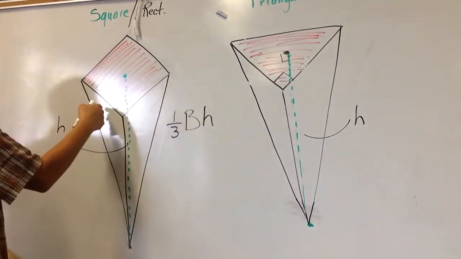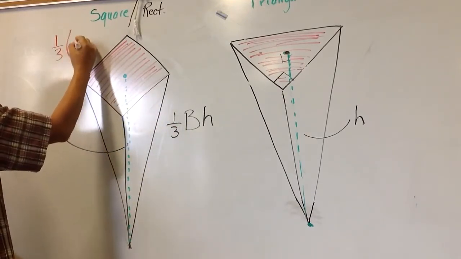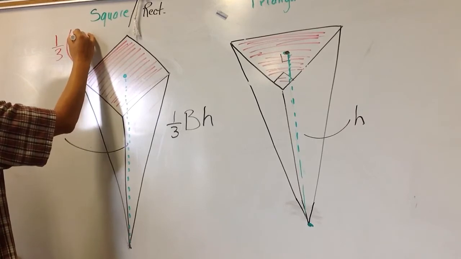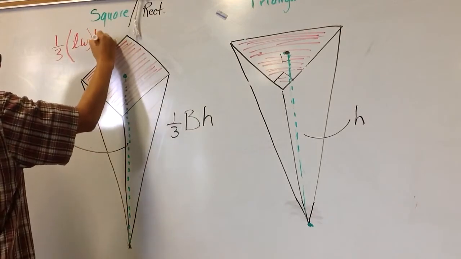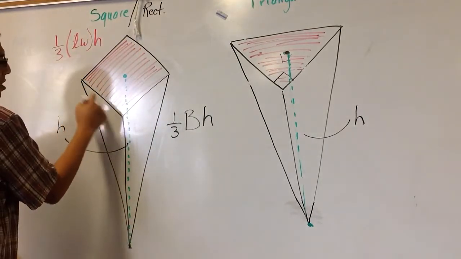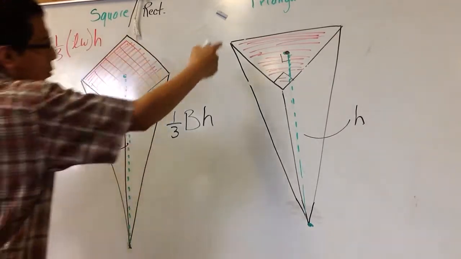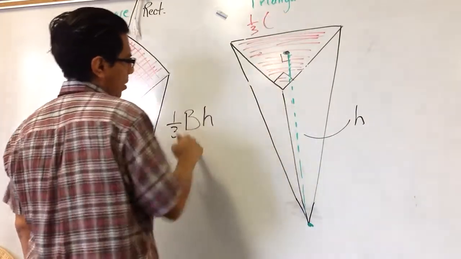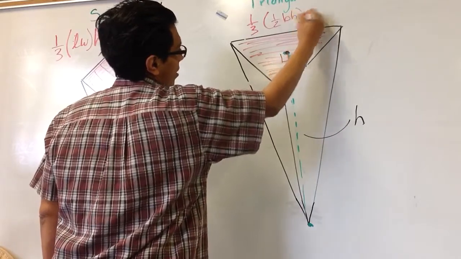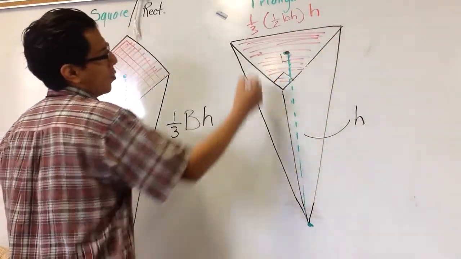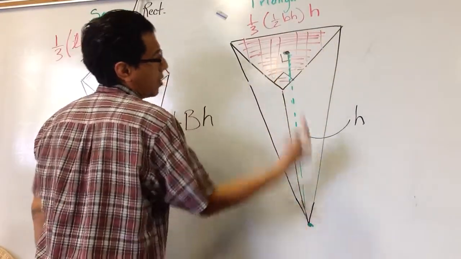Now, I'm going to repeat myself. For this one, we have big B times 1/3. That big B is different because it's length times width, then times height, because length times width gives us that area. We want the area first. This one is 1/3, but its big B is what? 1/2 times base, little b, times height, h. So we get the area of this base, then times height, then times a third.